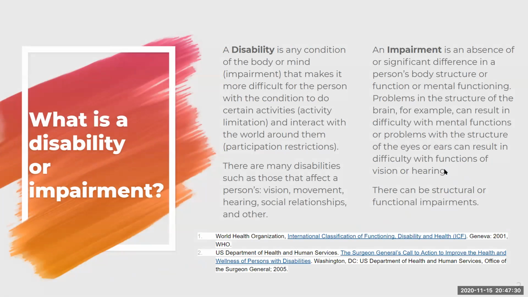A disability is any condition of the body or mind that makes it more difficult for a person to do some activities and may lose out on an experience due to restrictions on how they interact with the world. There are many disabilities, some of which affect a person's vision, movement, and social relationships. An impairment is a lack of or difference in the structure or function of a person's body. People may have difficulty with mental functions if they have problems in the structure of their brain, for example.